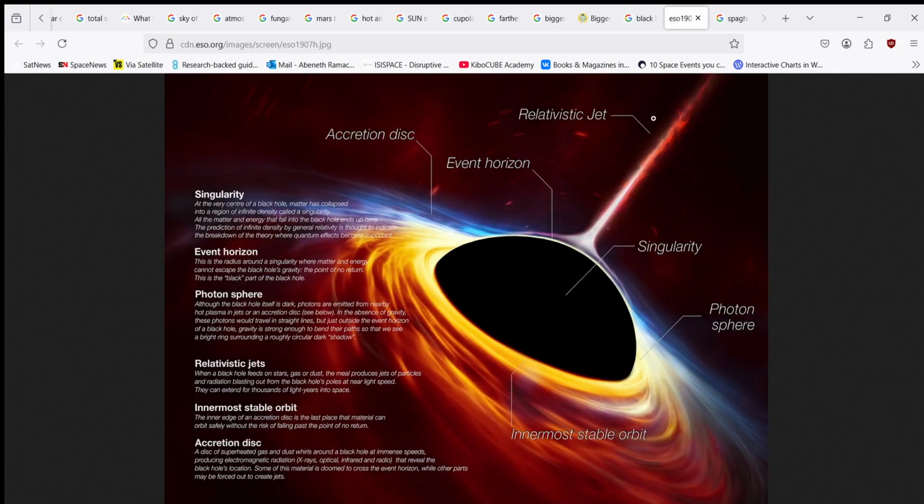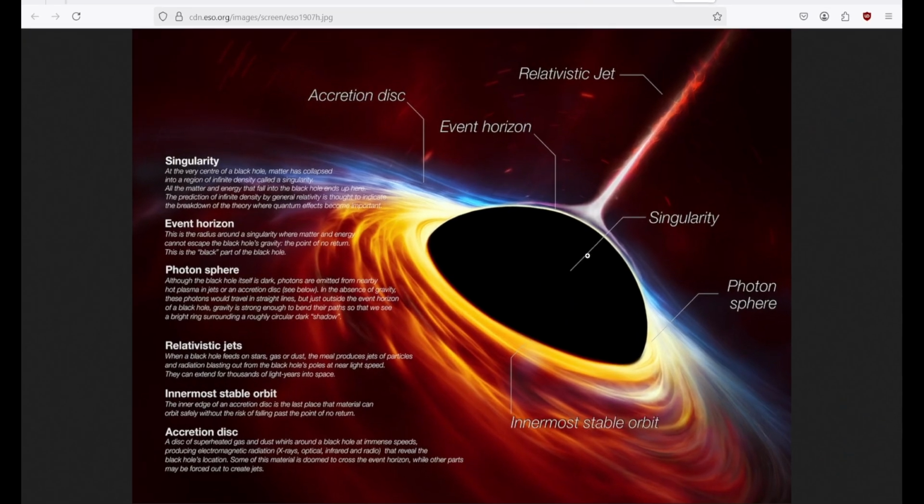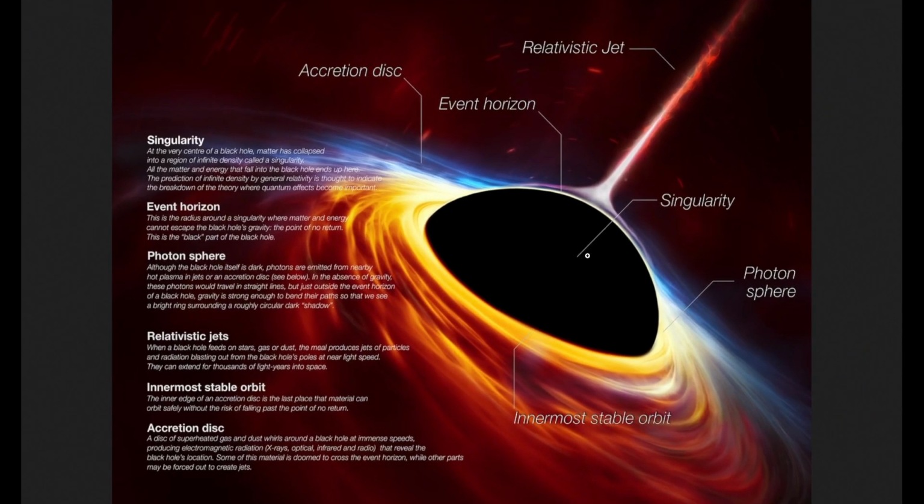Sir, has somebody gone to a black hole and come back? No, Kanna. Nobody has gone to a black hole yet. Nobody has gone to the moon in more than 50 years. 50 years ago, we went to the moon. After that, we have not even gone to the moon again. Sir, then how did they discover black holes, sir? Only through observation, through telescopes, through radio telescopes. With so many observational methods, they found black holes.